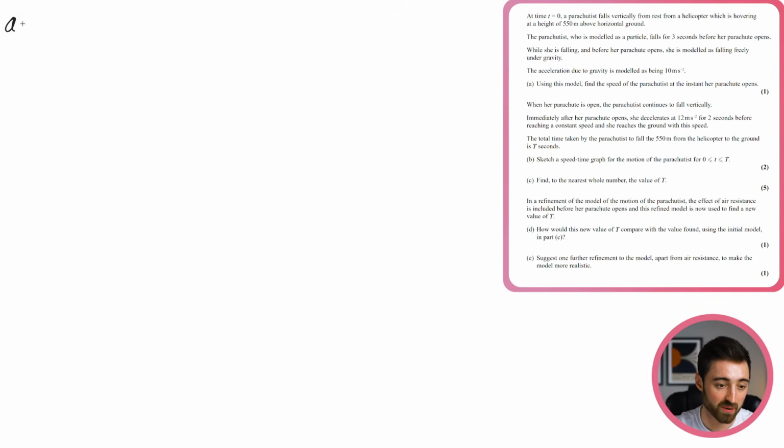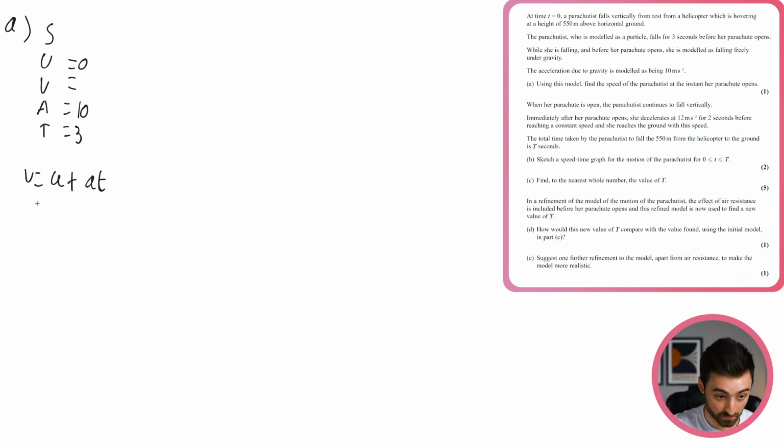We can just SUVAT it up, can't we? Because we know things. We know, for example, that at the start, she's just chilling in the helicopter. She ain't moving, so her initial velocity is going to be 0. We also know that her acceleration is 10 because we're being told that. We also know that she's been falling for 3 seconds. So that's enough information to get v, isn't it? So v equals, this is the easy one, u plus at. So it's going to be 0 plus 10 times 3, which even I don't need a calculator for. It's 30.